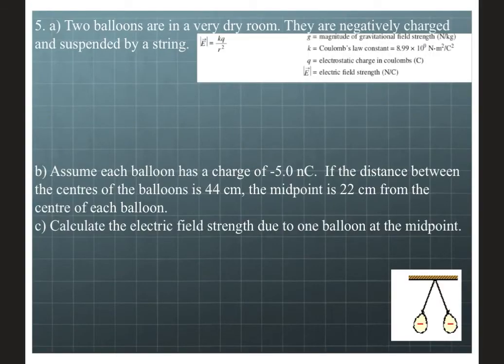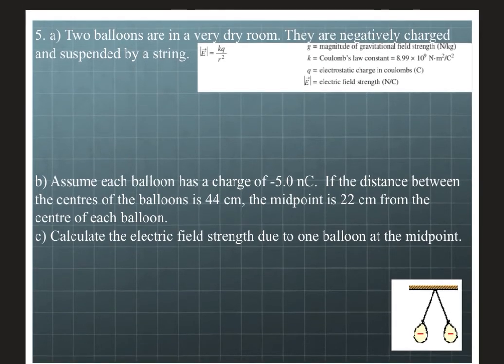So question 5, again, we're now just continuing to add on what we've done before. So I now have, again, 2 balloons. I've drawn them down on the bottom for you, and it's a dry room, and they're suspended by a string. So what we need to be able to do is take a look, and we want to figure out the electric field strength that's between them, okay?